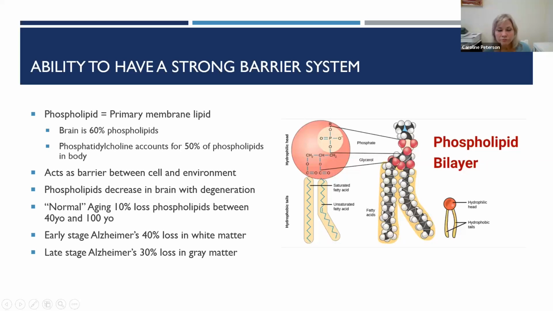Now, normal aging, you don't really see a change in these phospholipids. Normal aging, the brains of a 40-year-old and a 100-year-old are just about the same. You can maintain a strong barrier system. We're designed to. We need that.